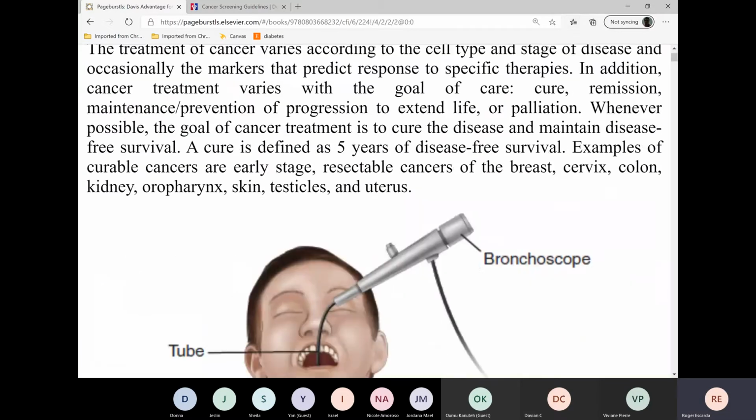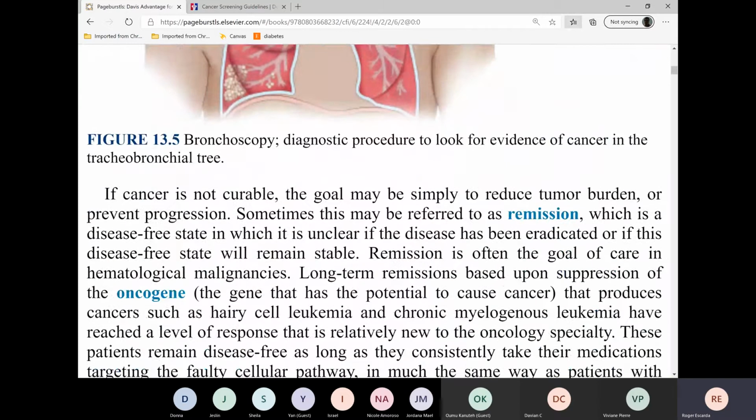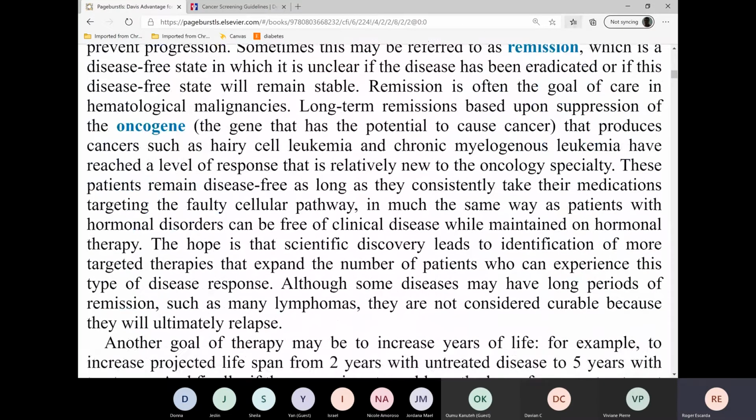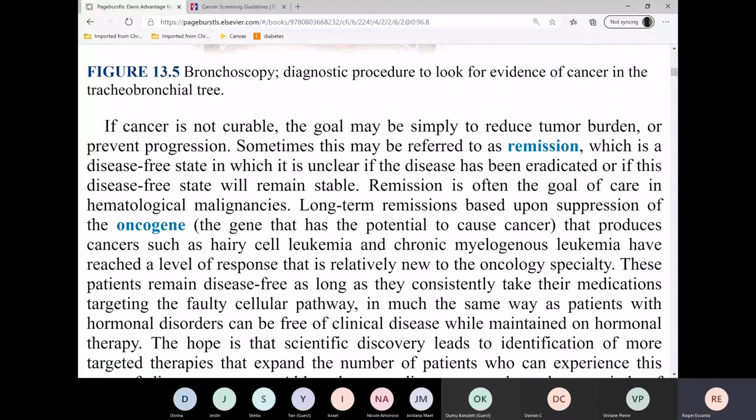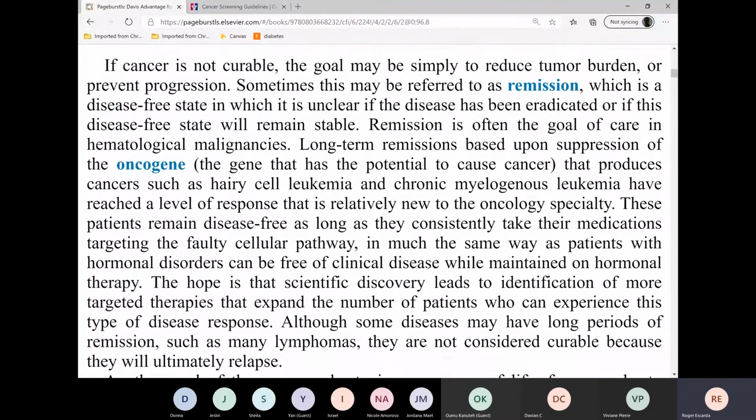Let's go now to treatment. If based on biopsy the cancer is not treatable or not curable, then our goal is either to reduce the tumor burden, meaning decrease its damage to the patient, or at least prevent its progression. We can do this by surgery, like debulking the size of the tumor, for instance.